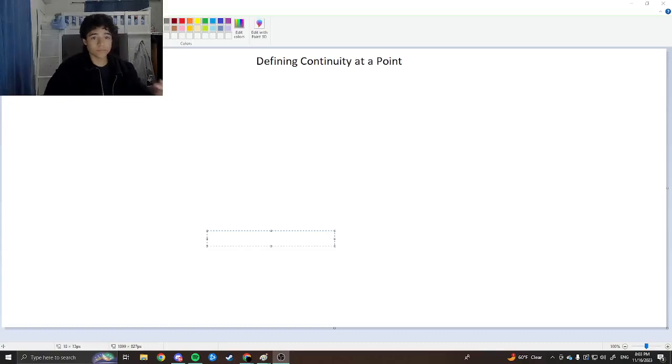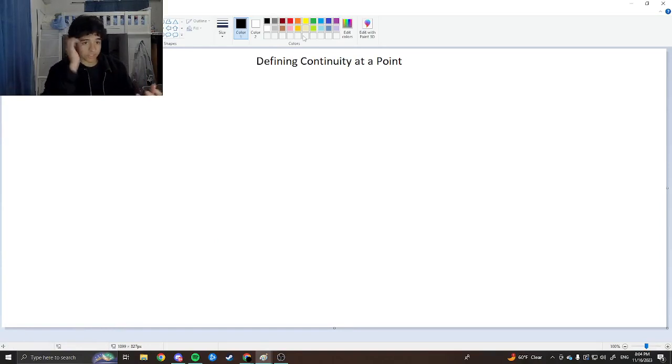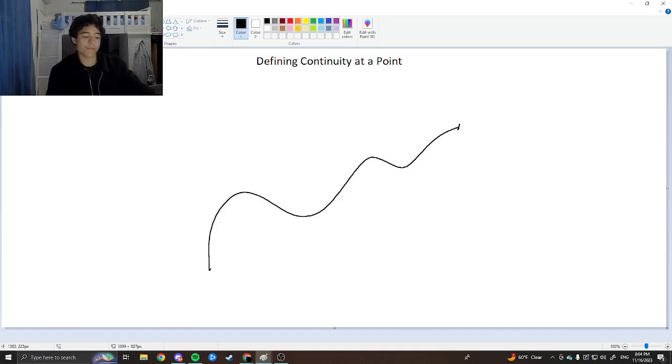Now we're going to look at continuity at a point and what that means. So continuity, as I said before, is any line that has nothing interrupting it, nothing stopping it, any line that you can draw without picking up your pencil at all, right?